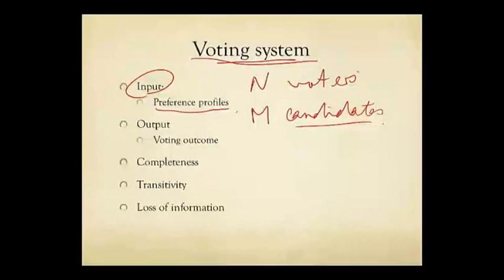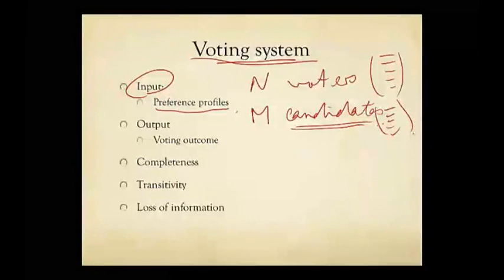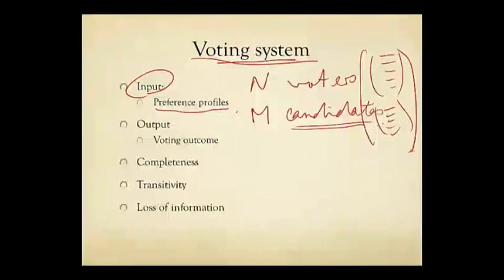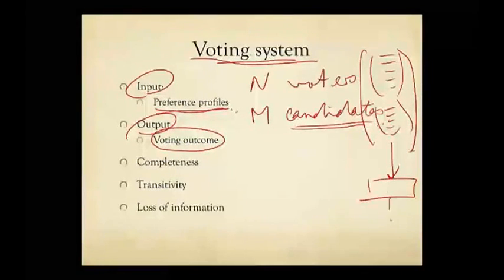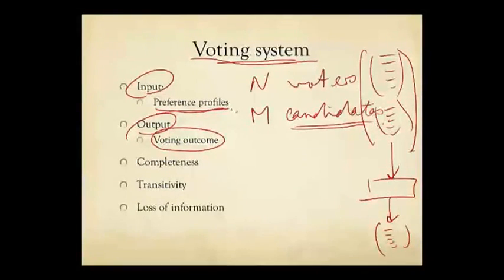Each voter would rank these m candidates. So you've got a rank order list per person, and you've got another one for another voter. The collection of all these lists is called a preference profile. The output to the voting system is a single list called the voting outcome. So they go through this voting system, and then out comes one single list. We are going to require that these lists be complete, meaning that all m candidates need to show up in the list for both each of the inputs and also the output list.